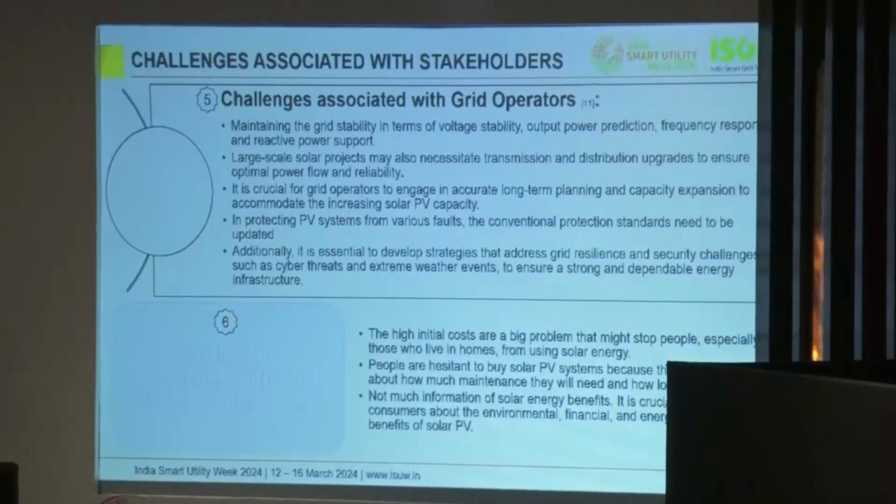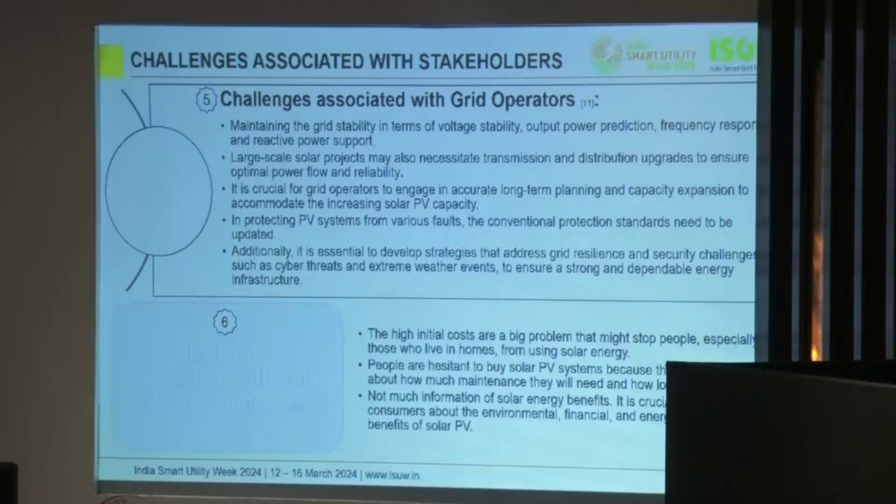So, the challenges associated with solar PV consumers: one is historical and also a current challenge. That is the high initial cost of a solar PV system to implement it at home. So that might stop people, especially those who live in homes, from using solar energy. The second one is the maintenance and operation of the PV system at home. And the third one is the lack of awareness in the consumer. They do not have much information on solar energy and its advantages. So it is crucial to educate consumers about the environmental, financial, and energy security benefits of solar photovoltaics.